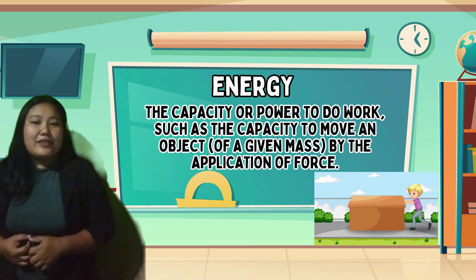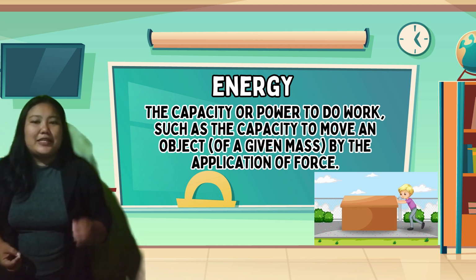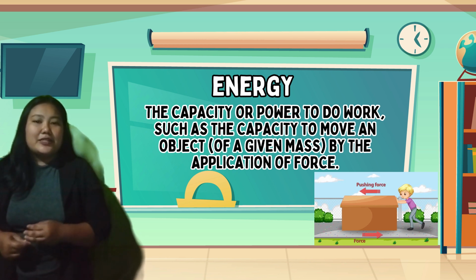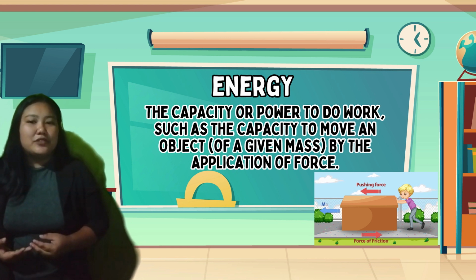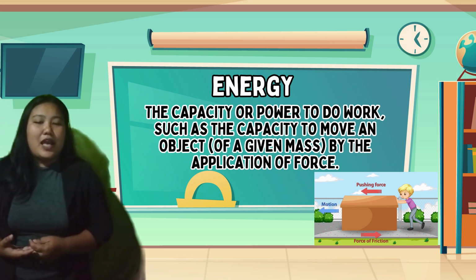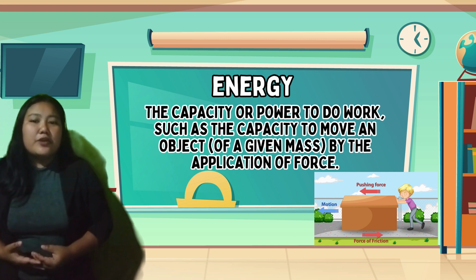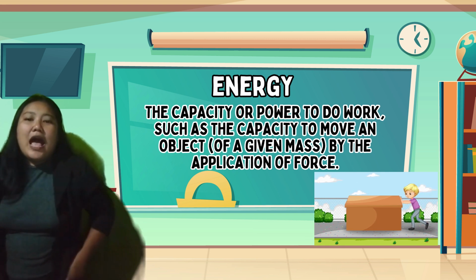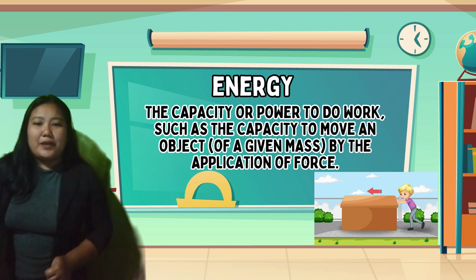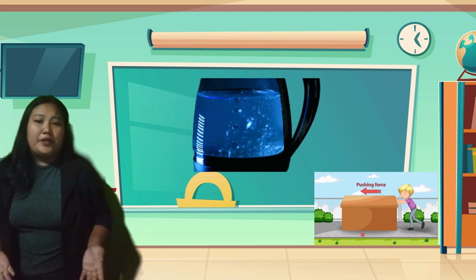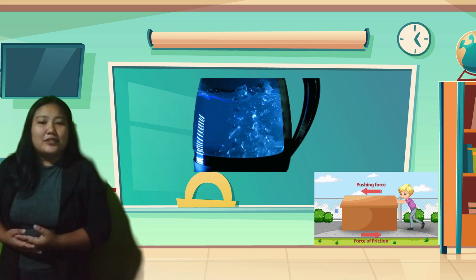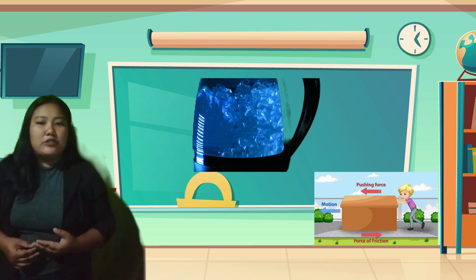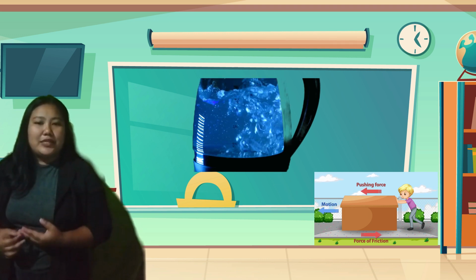And lastly, energy. Energy is the capacity to do work or cause change. Thermal energy is a type of energy that's related to the temperature of an object. The hotter something is, the more thermal energy it possesses. But remember, heat is the transfer of thermal energy. For example, hot water in the kettle contains a significant amount of thermal energy, which can be used to boil the water and make tea.